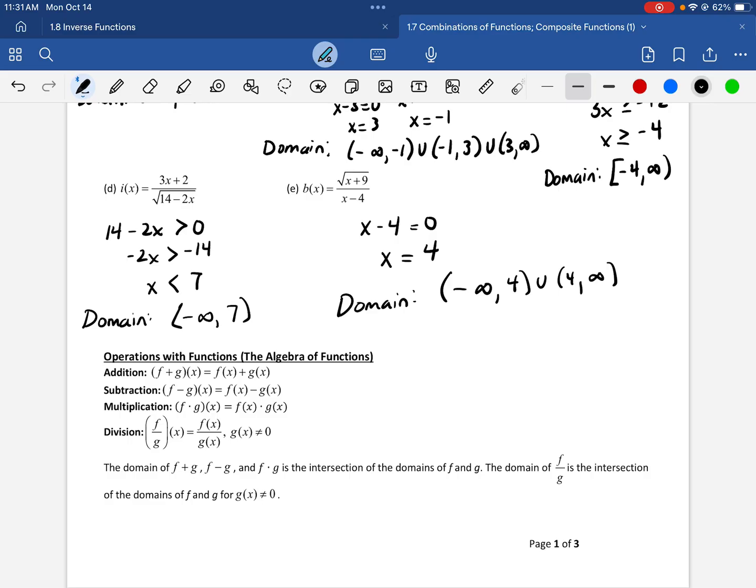All right, it says that the domain of f plus g and f minus g and f times g is the intersection of their domains. And then the domain of f divided by g is the intersection of the domains of f and g, for g cannot be equal to 0. Because remember, we cannot divide by 0 because that gives us something that is undefined.